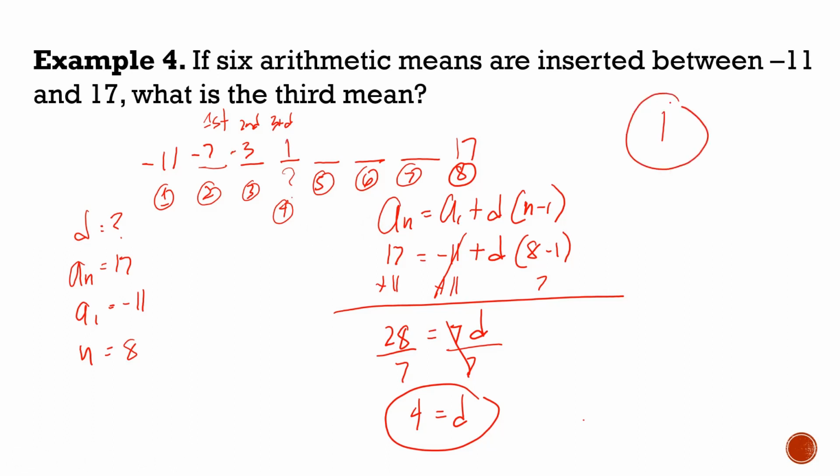That's the third mean. So let's just keep on finding the other means. This is obviously 5. This is 9. And then 13. But the answer is 1. What's the third mean? That's the question. Okay. Let's go to the next example.